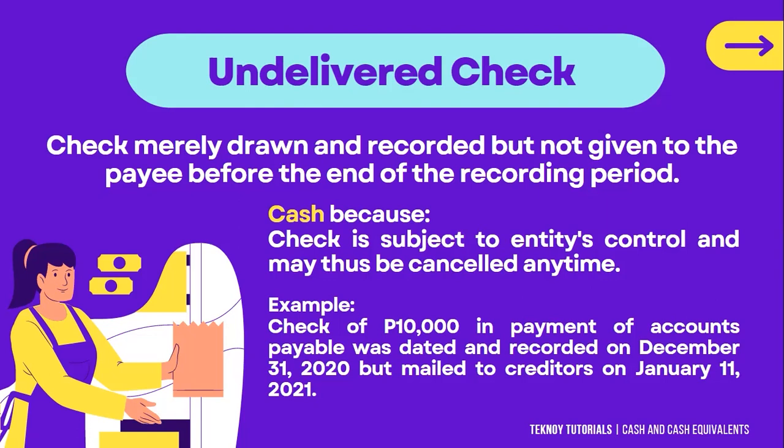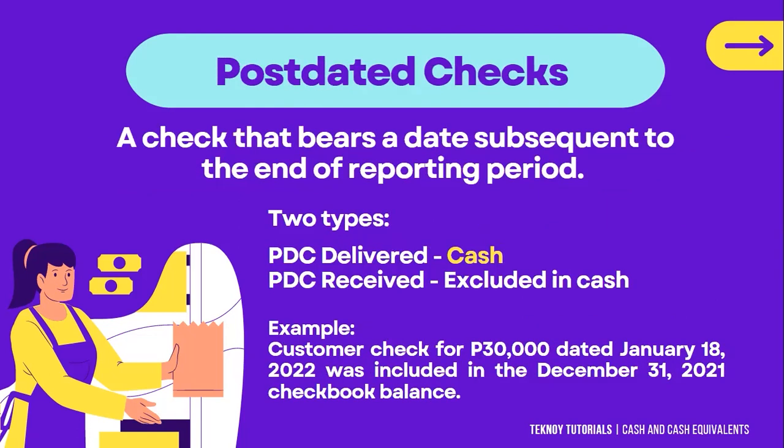Moving forward, we have post-dated checks. Post-dated checks are checks that bear a date subsequent to the end of the reporting period. If it is a post-dated check delivered, it is therefore restored to the cash balance. The reason behind this is that our cash hasn't decreased and no payment was made until the check was presented to the bank for encashment or deposit.